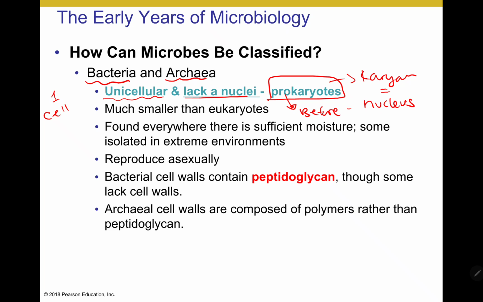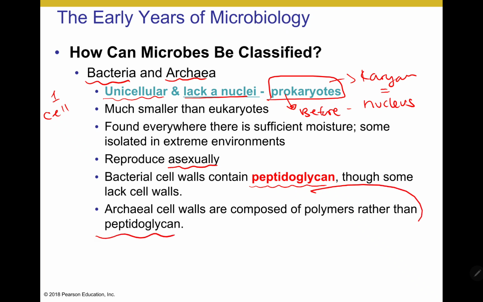They're much smaller than eukaryotes. They're going to be found everywhere where there is sufficient moisture. Some are going to be in isolated extreme environments too. They're going to reproduce asexually. Also, they have a cell wall. Bacterial cell walls are going to contain a layer, or many layers, of peptidoglycan, though there are a few bacteria that do not have cell walls. Archaeal cell walls are going to be composed of polymers other than peptidoglycan.